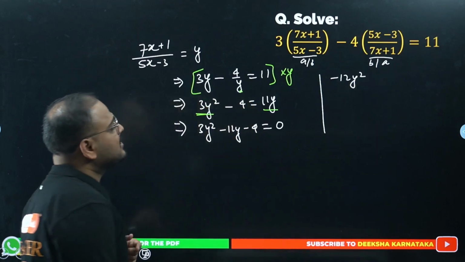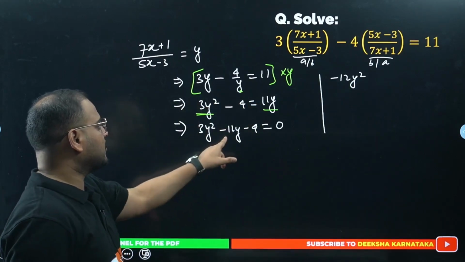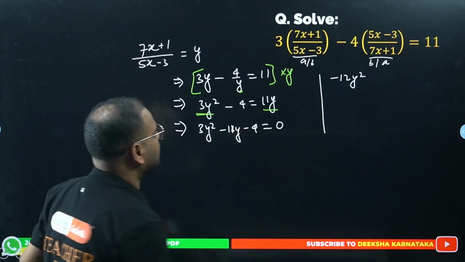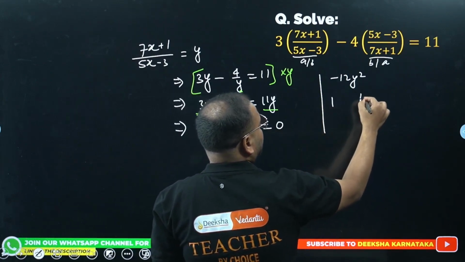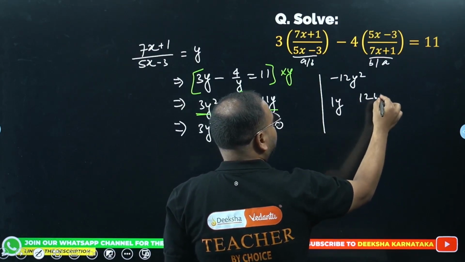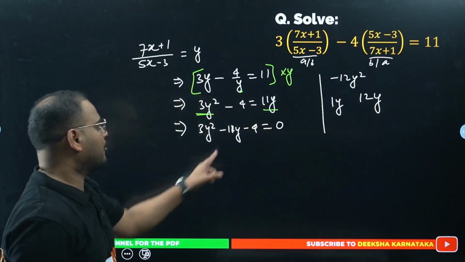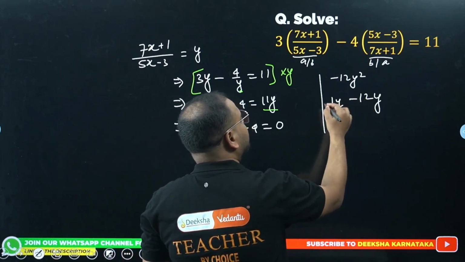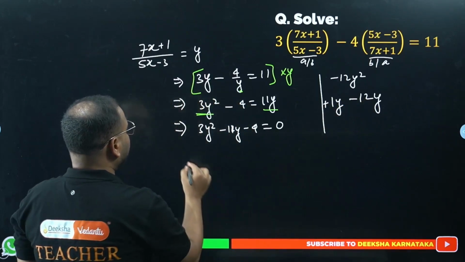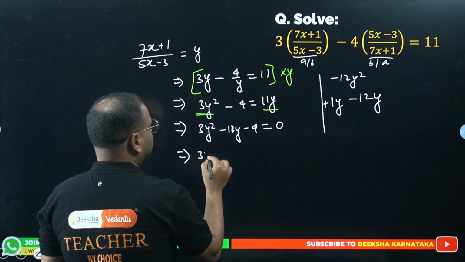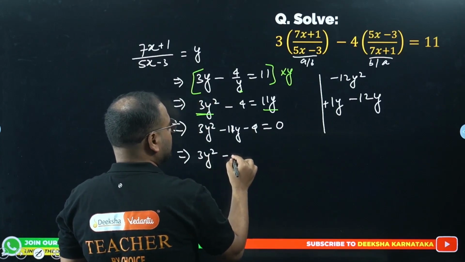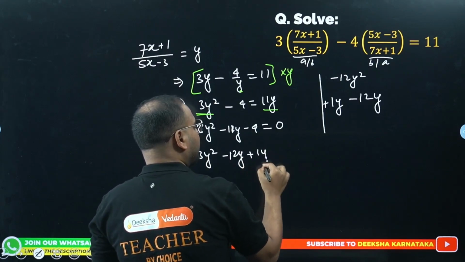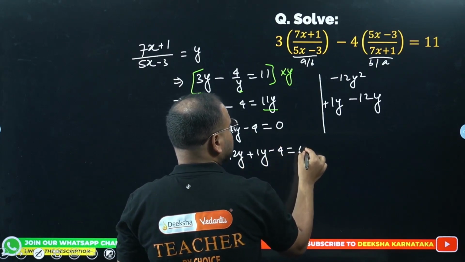What are the factors? 3 and 4 are there, but I need 11, right? So I will need 1 and 12. So I can take 1y and 12y, where 12 should be negative, because I have minus 11y here. So the bigger number should be negative and this should be positive. I can continue here. 3y squared minus 12y plus 1y minus 4 equals 0.